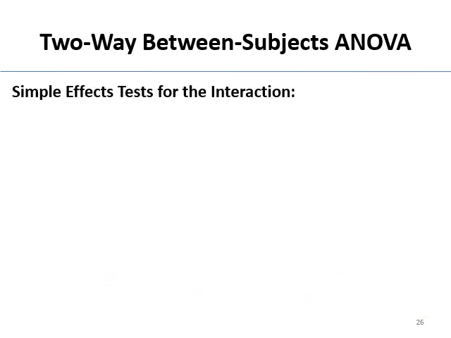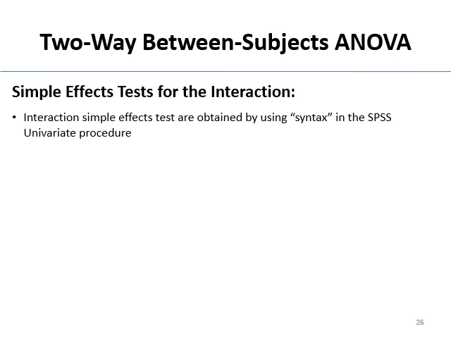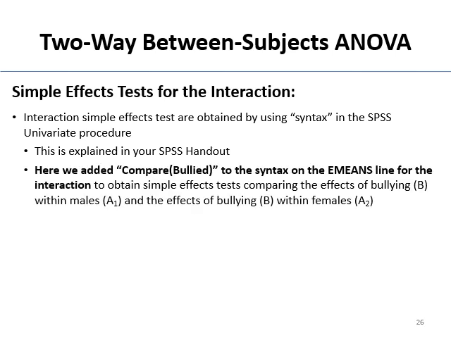So simple effects tests for the interaction are obtained using something called syntax in SPSS in the univariate procedure. I explained it on your SPSS output, but basically this whole time when you're clicking things in SPSS and throwing variables in boxes, SPSS is actually a programming language, and it's writing this code in the background. Syntax is just looking at the computer code, and you can actually alter it to get things that you can't get through the point and click menus.